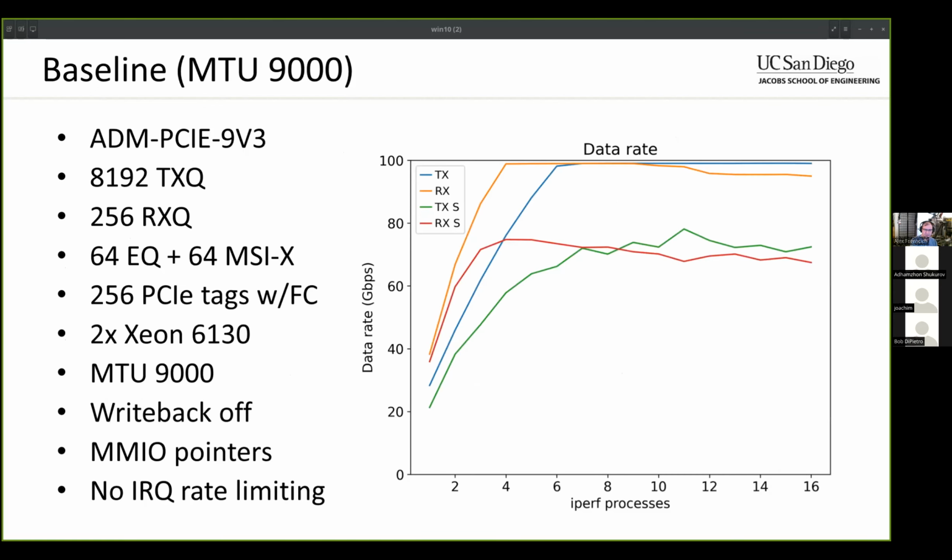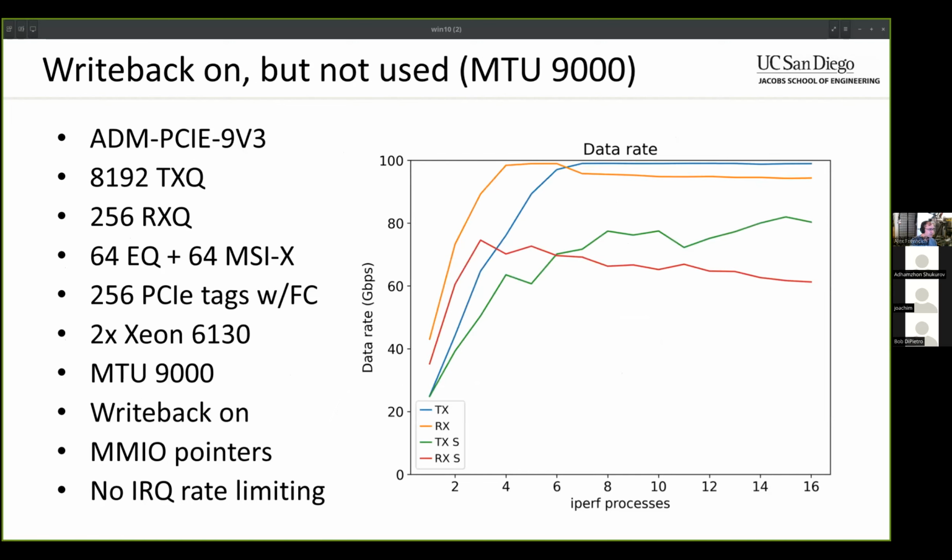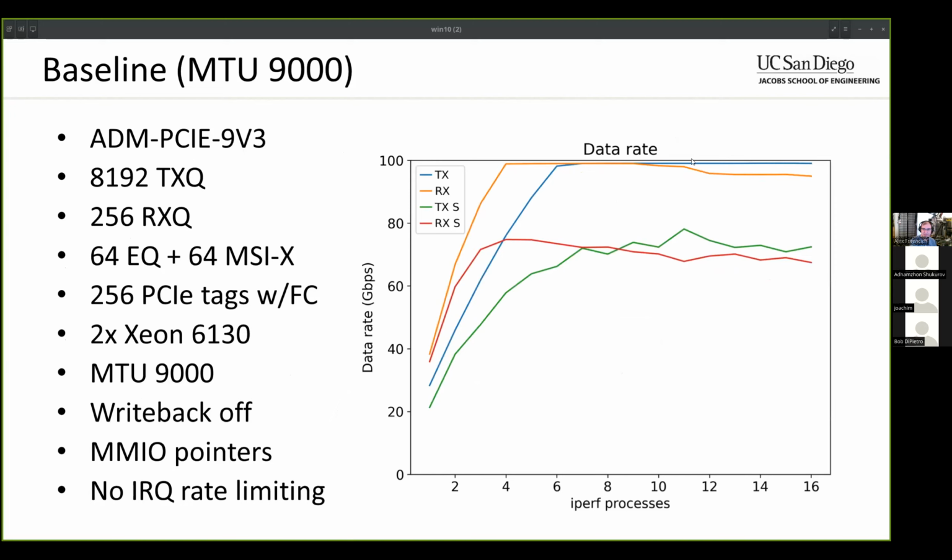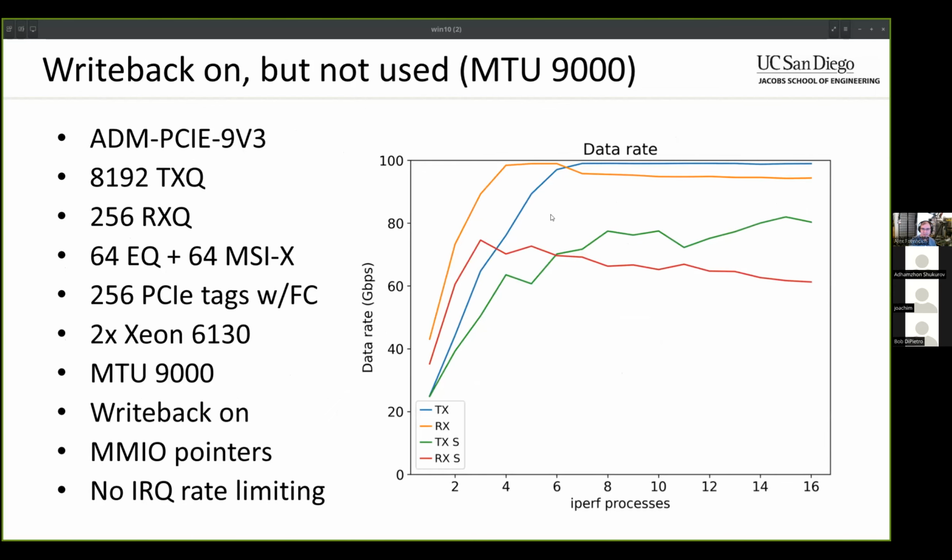So this is the baseline performance with 9K MTU. With write back turned on, we see a small variation in performance here. This breakpoint away from full line rate on RX moves back a little bit from about 10 queues or so, or I guess 10 iPerf processes. So you multiply this by 4 approximately to get the number of queues. So about 40 queues to about 24 queues, something like that.